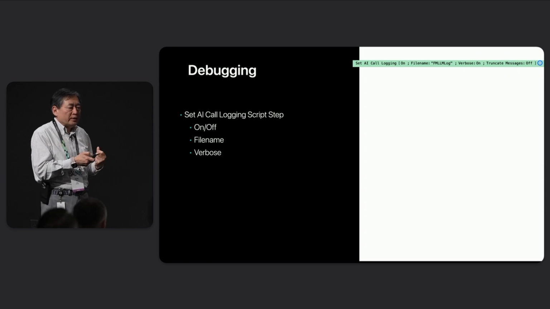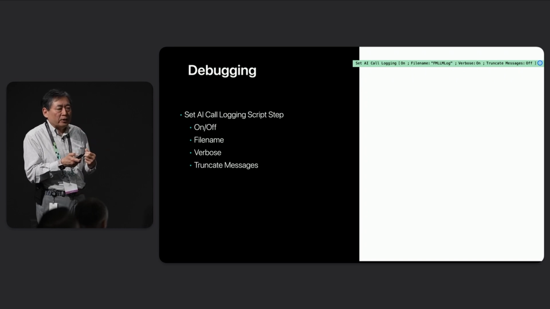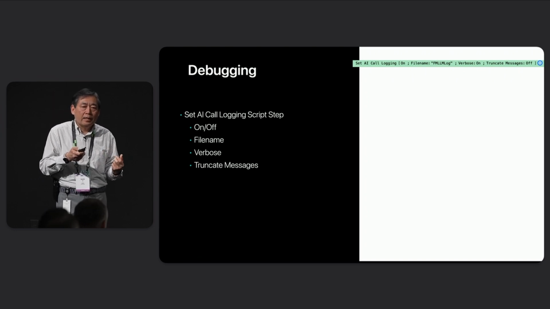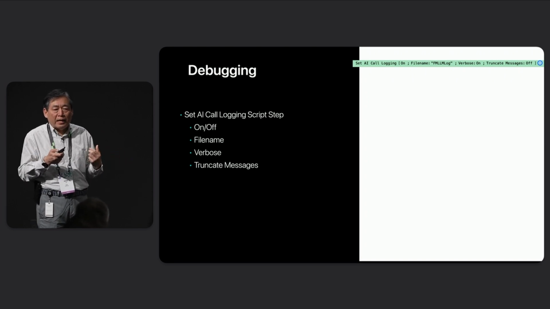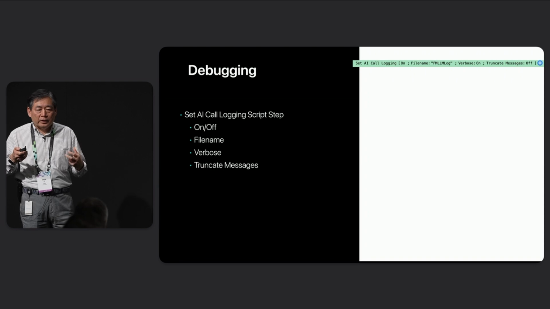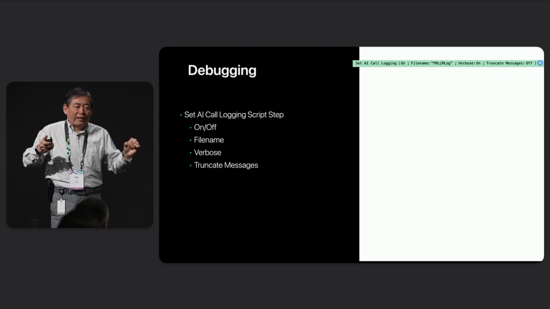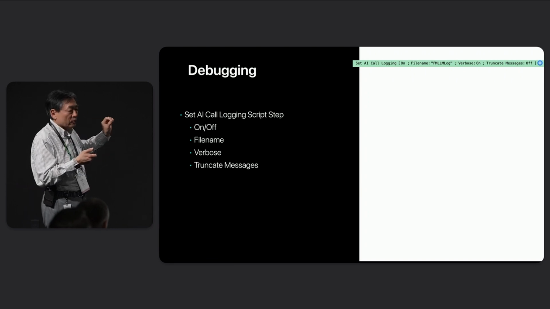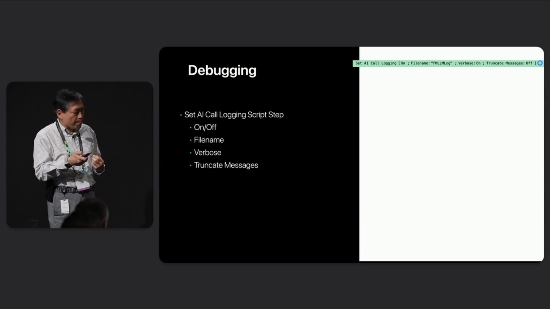The next one is the verbose mode. You can decide to have verbose mode on or off. The next one is truncate message. Truncate message is primarily for embedding vectors. Consider that the embedding vector for the OpenAI text model 3 large has more than 3,000 dimensions, so it doesn't make sense to see every single number in there. So feel free to turn on truncate messages, which will probably make your debug log much more readable.